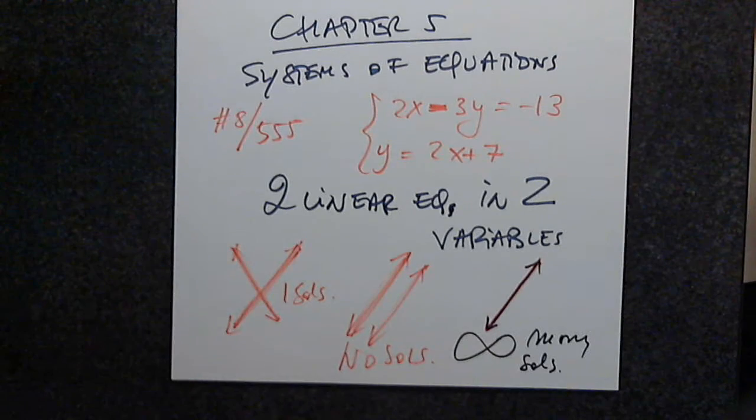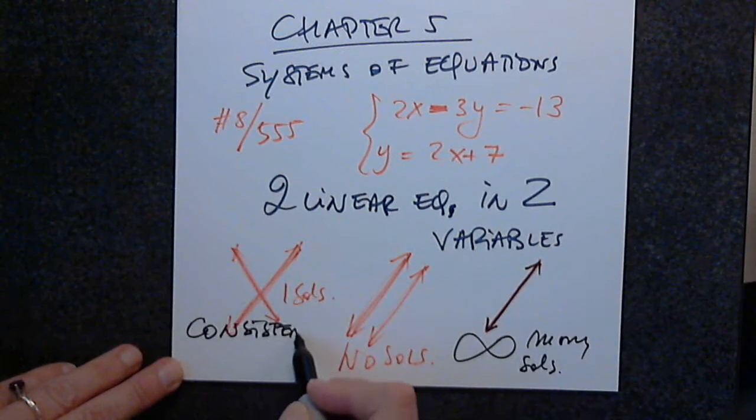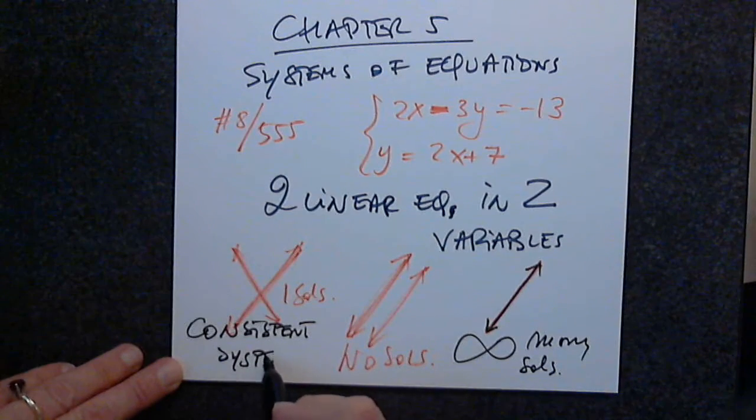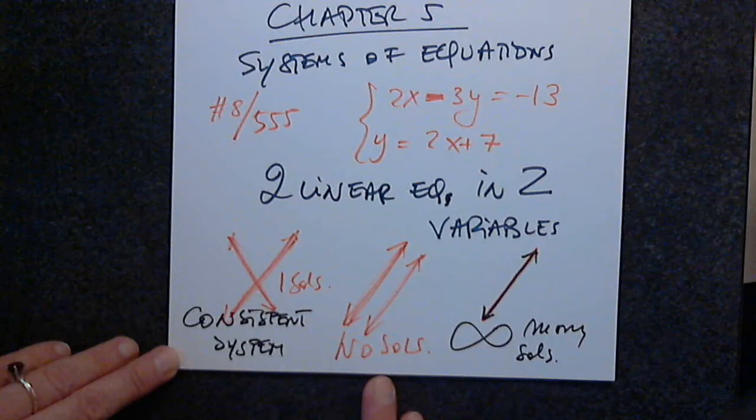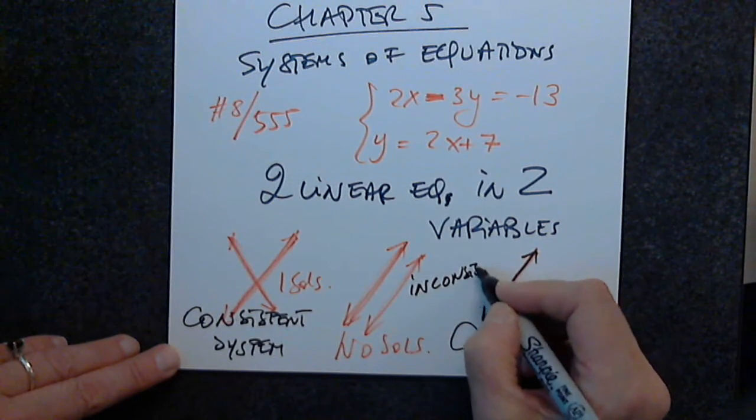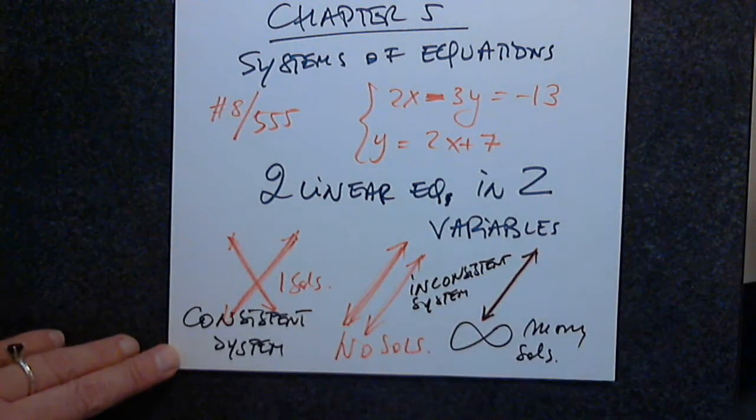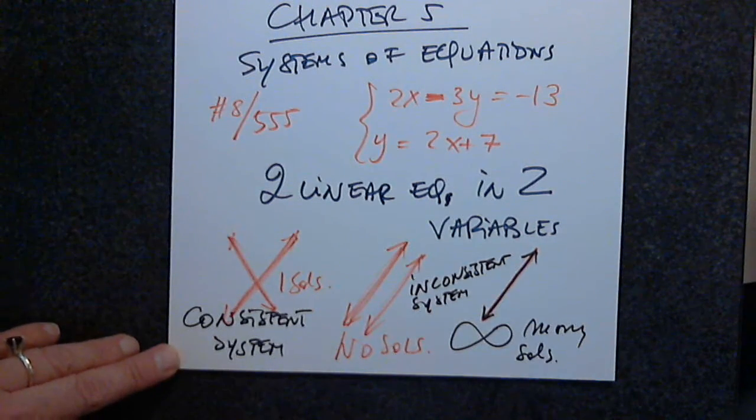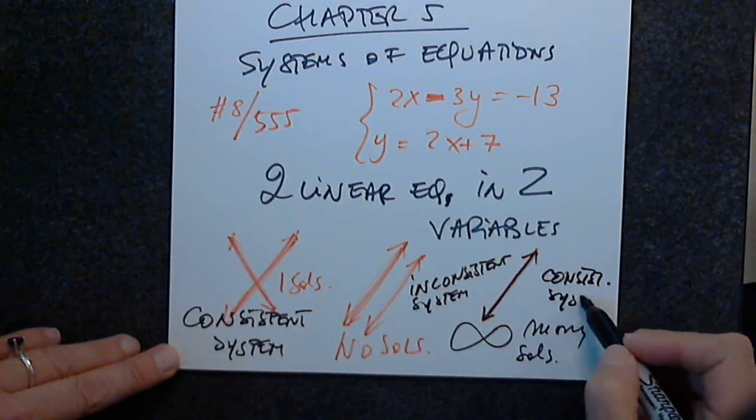The system is called consistent. Consistent system, because it has solutions, even if it's just one. This one is called inconsistent. It has no solutions. Of course, this one is also a consistent system.